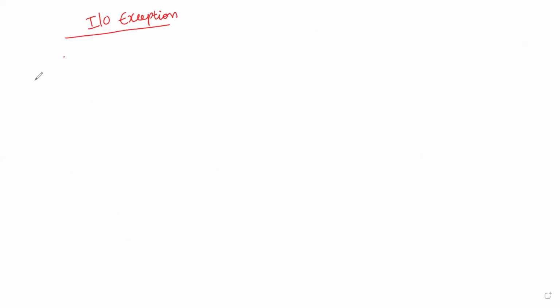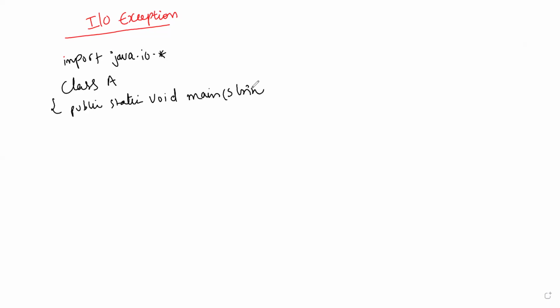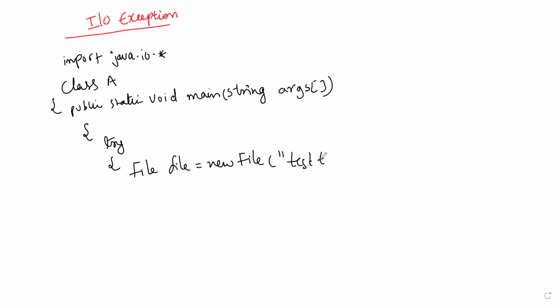So first step, import java.io.*; class A, public static void main, String args. Okay. So next one, what we have? Try. Next one, File file is equal to new File, text.txt. Next one, reader.read. Then close. Then I am going to close this one.